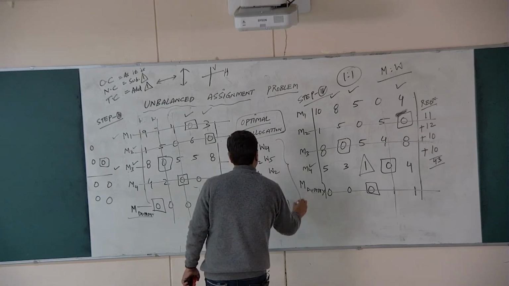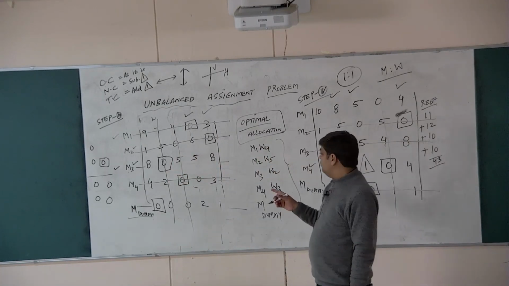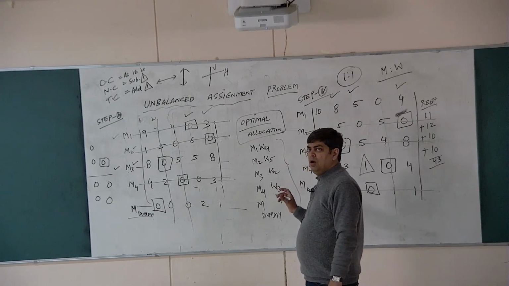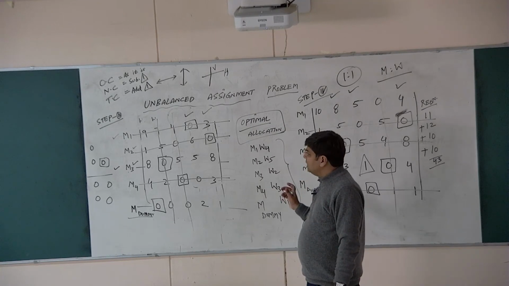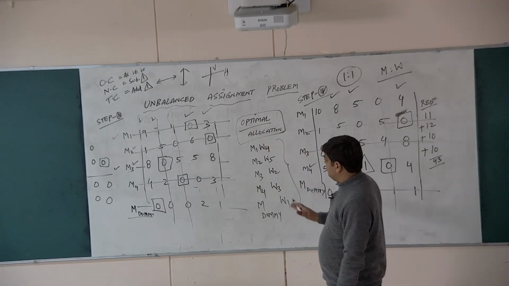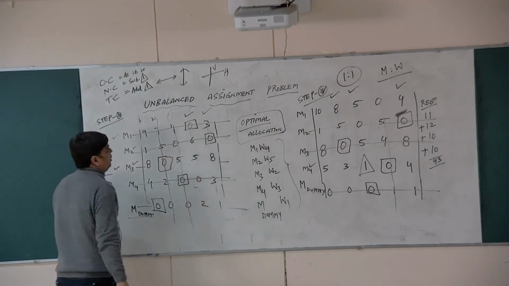You add the corresponding value from the main matrix, that is the main element values, and we will get the optimal assignment. So this is how the assignment is carried out when the problem is unbalanced. Okay, so we stop here. So this was your unbalanced assignment model problem.